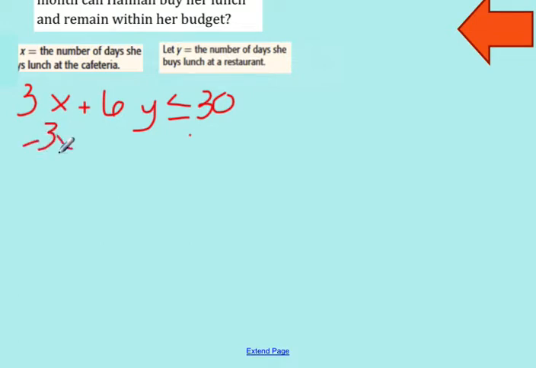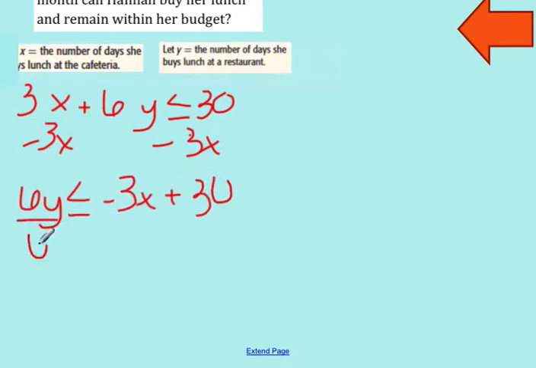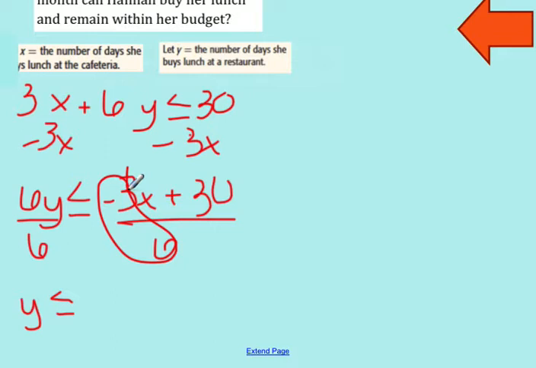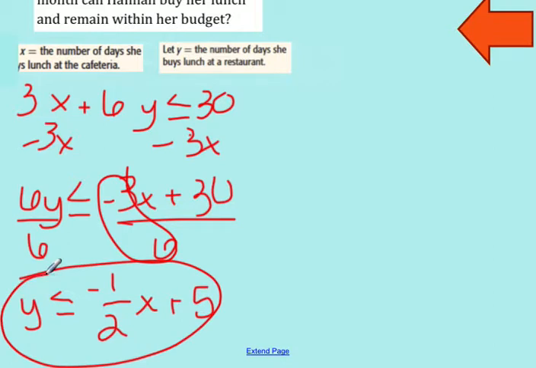So we're going to subtract 3x from both sides. So I get 6y is less than or equal to negative 3x plus 30. Divide both sides by 6, and we get that y is less than or equal to, when you divide negative 3 by 6, both 3 and 6 are divisible by 3, so you end up getting negative 1/2 x. And 30 divided by 6 is 5. So this right here is the equation that we are going to graph.